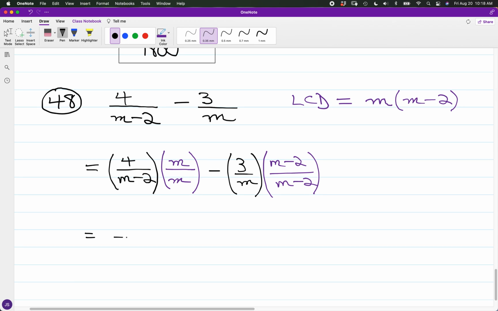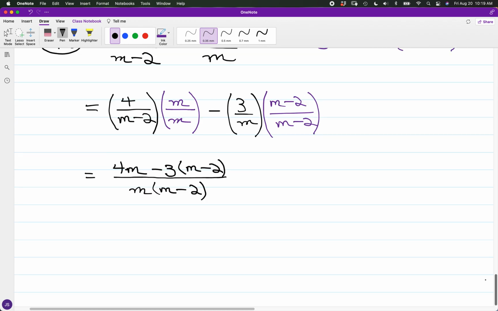And for what we have in terms of the follow through, now we are going to have both denominators identical at m times m minus 2. Now in terms of the numerators, we have 4 times m, so we're going to have 4m. In the case of the second set, we have subtraction, and we got a 3 times the quantity of m minus 2. And I'm going to distribute furthermore in the numerator, with the denominator still at m times the quantity of m minus 2.